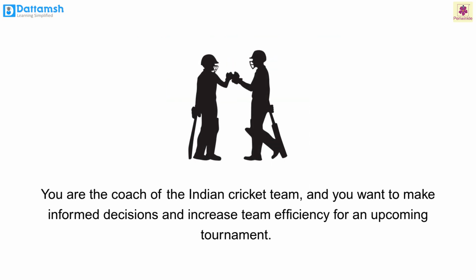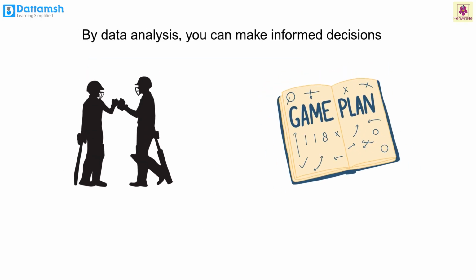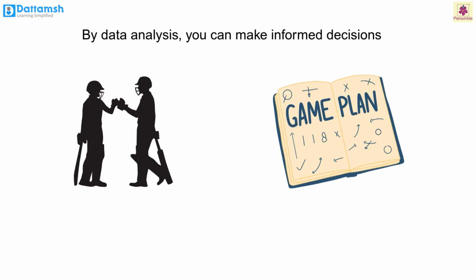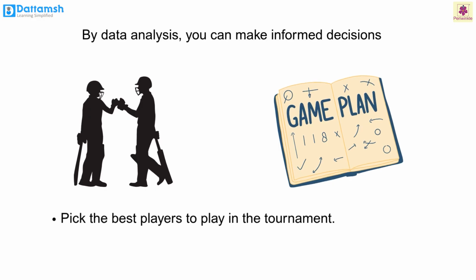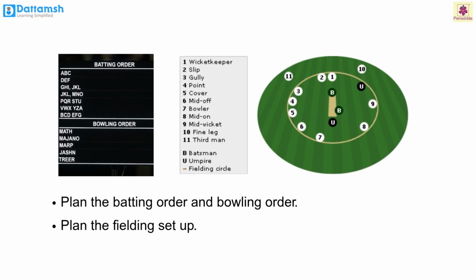For example, you are the coach of the Indian cricket team and you want to make informed decisions and increase team efficiency for an upcoming tournament. You have lots of information about each player, their past performances, their past scores, the type of pitches, their performance against specific teams, etc. By data analysis, you can make informed decisions like pick the best player to play in the tournament, decide on the game strategies, plan the batting order and bowling order, plan the fielding setup.